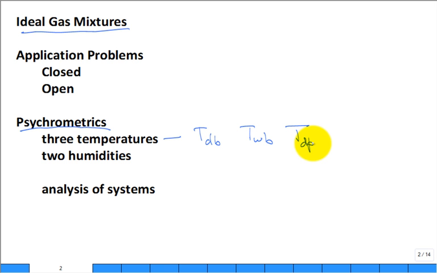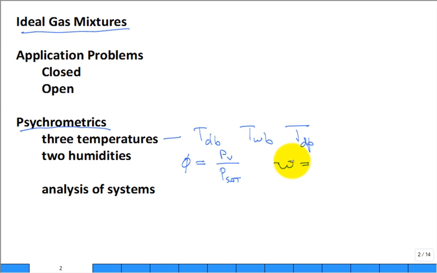And then also we talked about two humidities, the relative humidity, which was a ratio of mole fractions, but essentially because everything behaves as an ideal gas, it's a ratio of the actual vapor pressure of the water in the mixture. So it's the partial pressure of the vapor in the mixture divided by the maximum that it could be, which was the saturation pressure of water at that dry bulb temperature. So PV over PSAT.